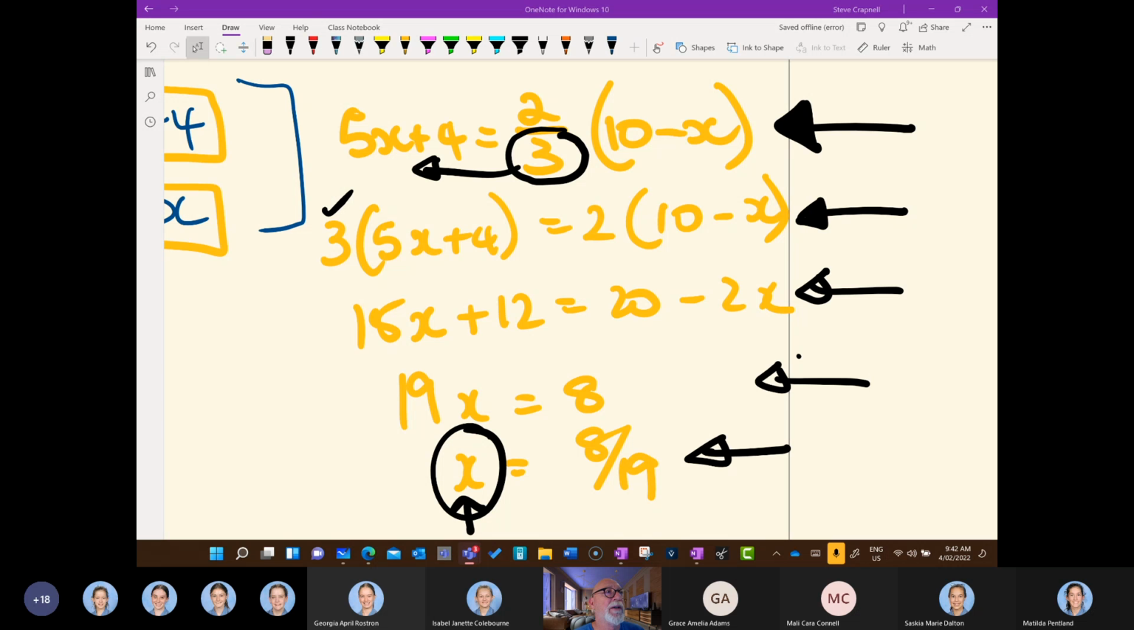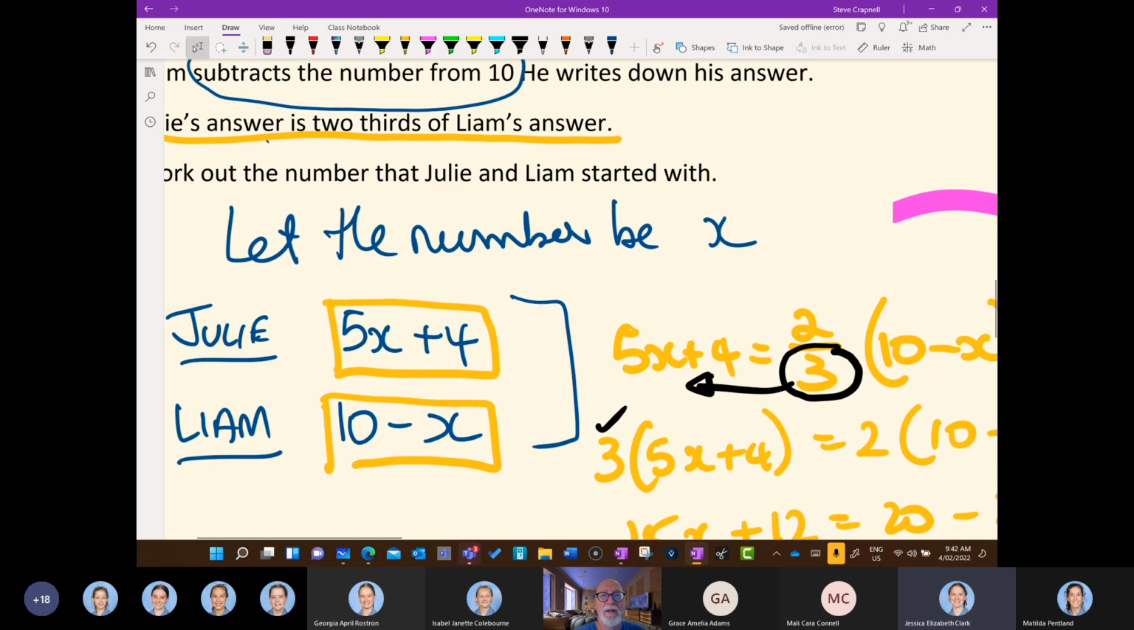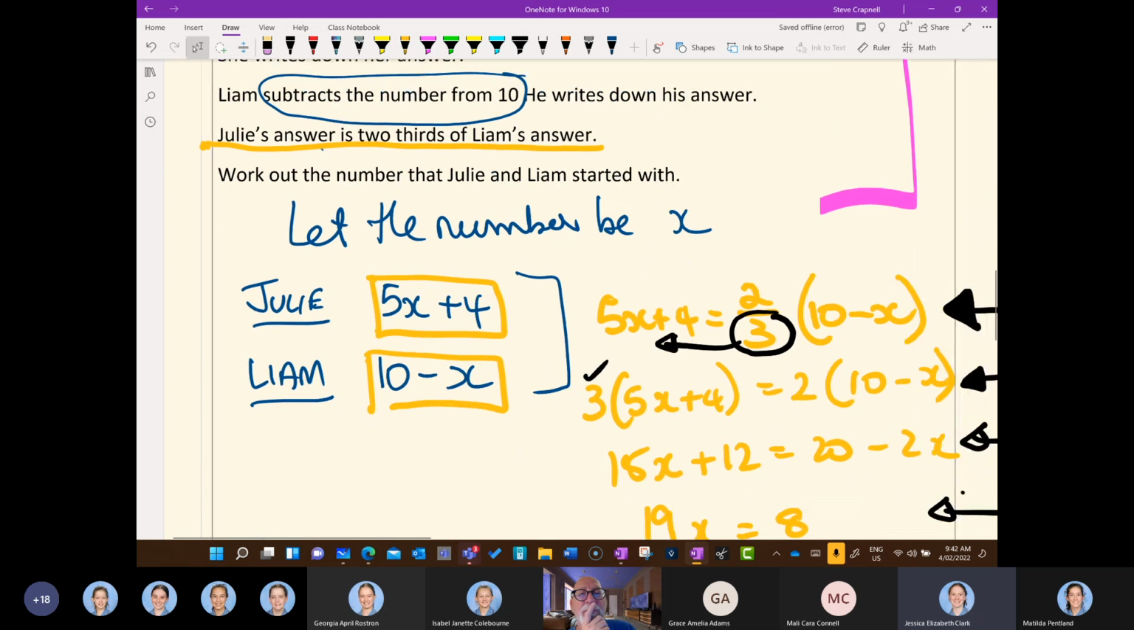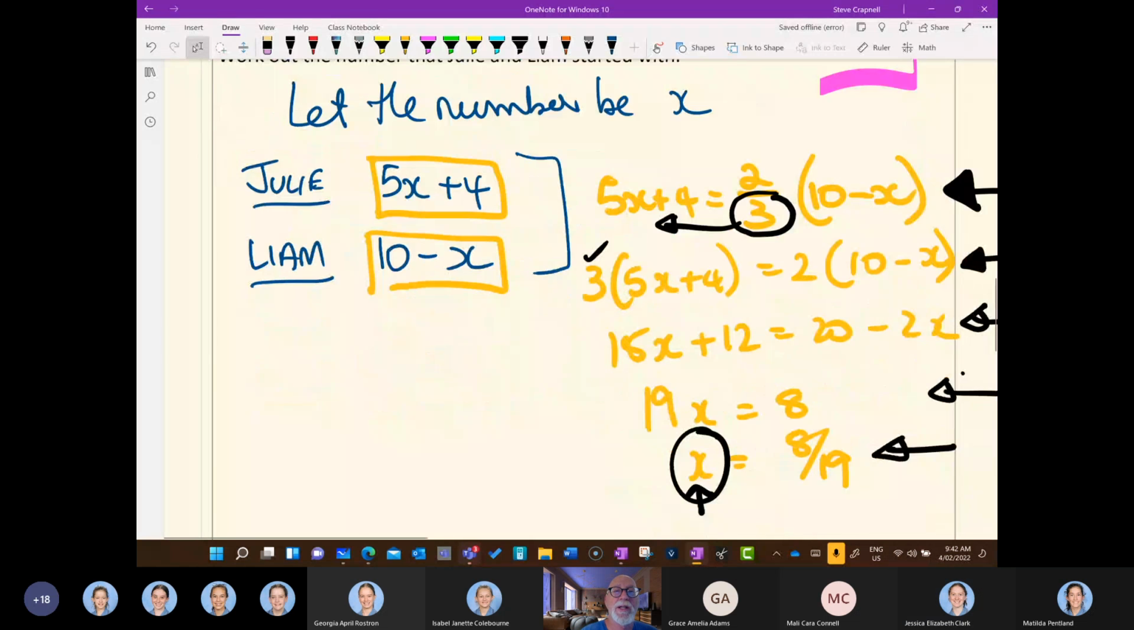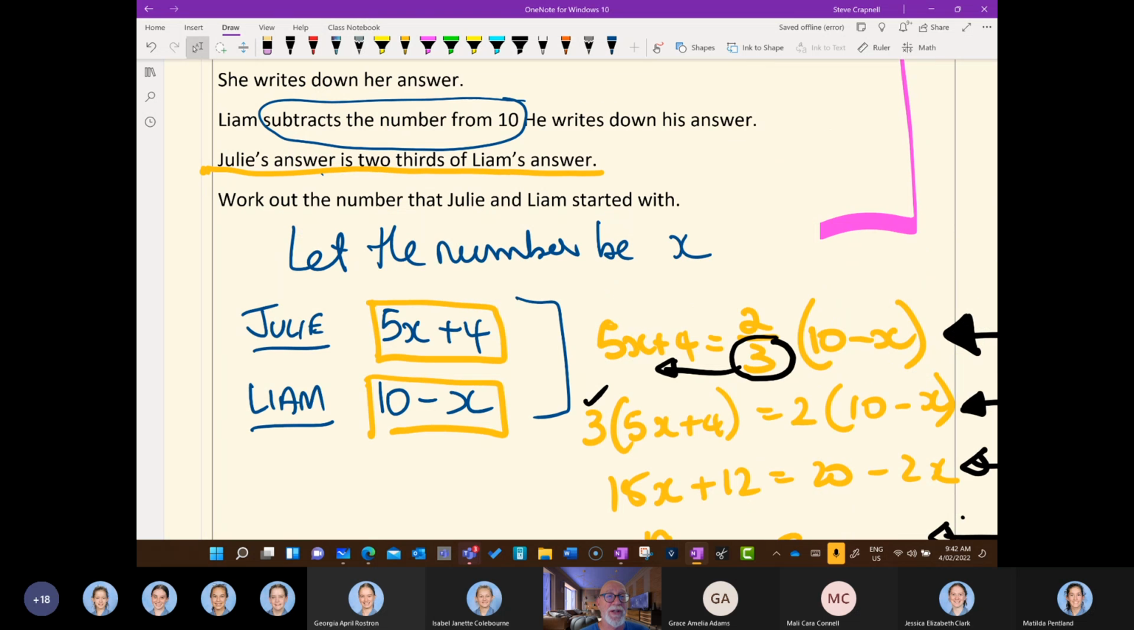Hi. Sorry. So, with the 2/3, the question says her answer is 2/3 of Liam's answer, but I'm just a little confused on how to work out if you put the 2/3 on Julie's answer or Liam's answer, if that makes sense. Right, good girl. Well, let's see. So Julie's answer has to be the smaller one, hasn't it? Because her answer is a fraction of Liam's. Does that make sense?